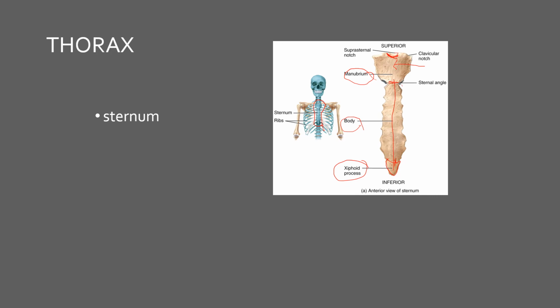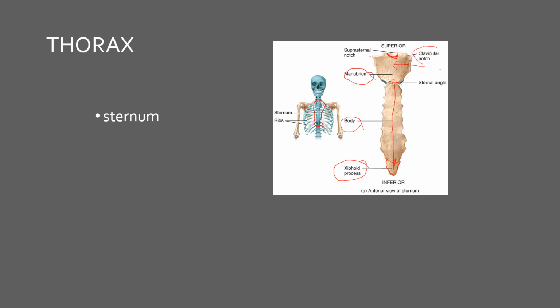Now remember, the sternum is what is articulating with the clavicle at the shoulder joint and all the ribs. Some of the ribs directly, but then some of the ribs through the costal cartilage. So maybe not as directly, but all the ribs at some point will go back into the sternum.